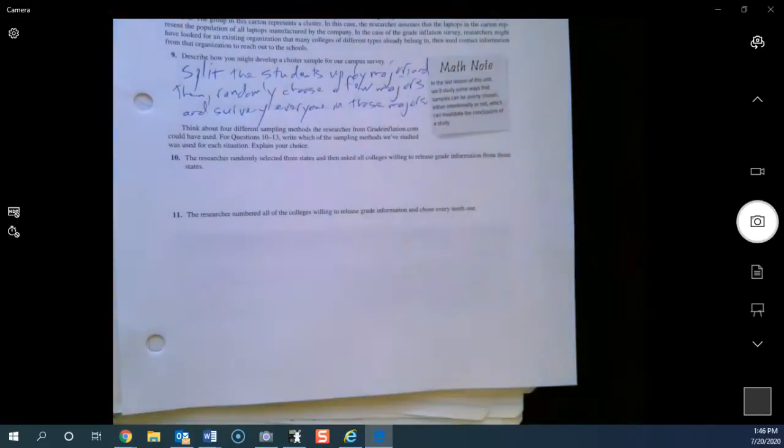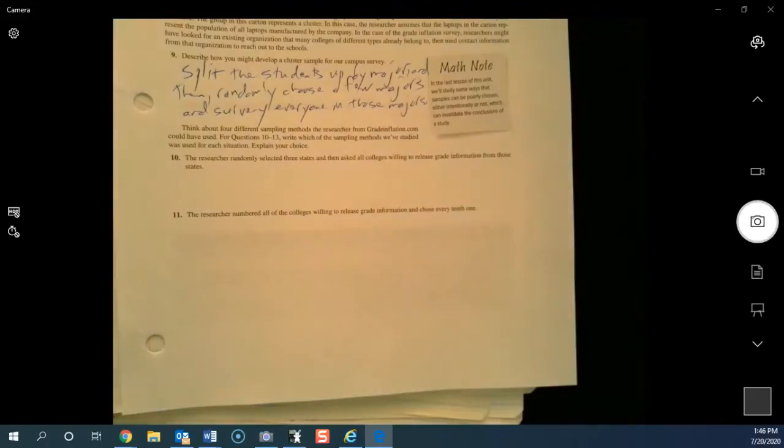Now think about 4 different sampling methods the researcher from gradeinflation.com could have used. For questions 10 through 13, write which of the sampling methods we've studied was used for each situation. Explain your choice.